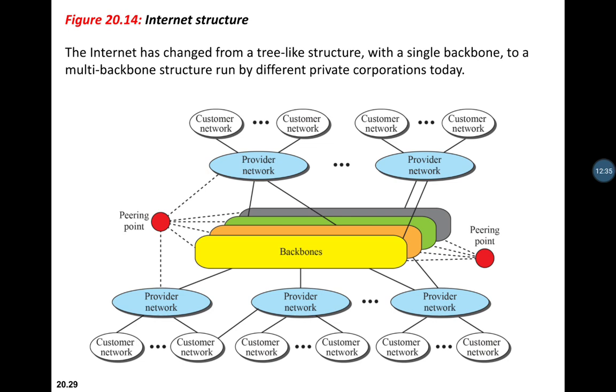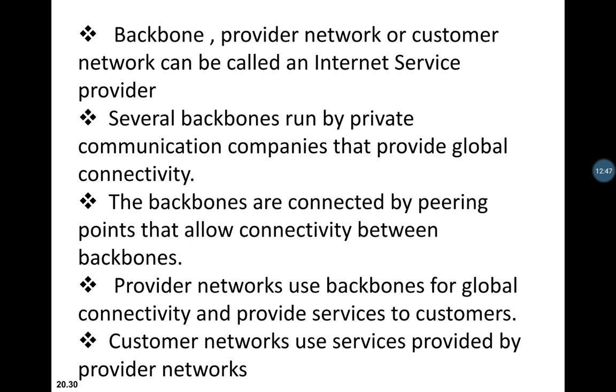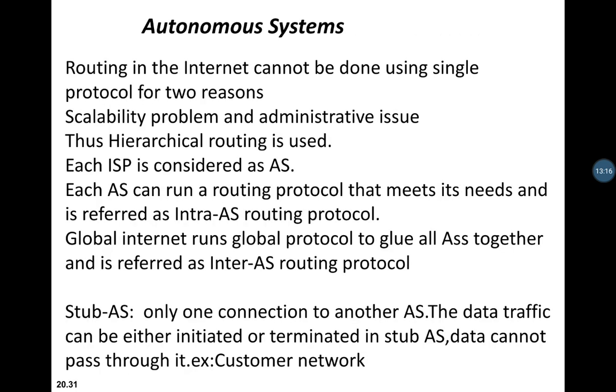Any of these three entities, we can call internet service providers or ISPs, which provide internet services to the customers. So the same thing, the backbone, provider network or customer network can be called internet service providers. Several backbones run by private communication companies provide global connectivity. Backbones are connected by peering points, which allow the connectivity between the backbones, and provider networks use backbones for global connectivity and provide services to the customers. Customer networks use services provided by provider networks.